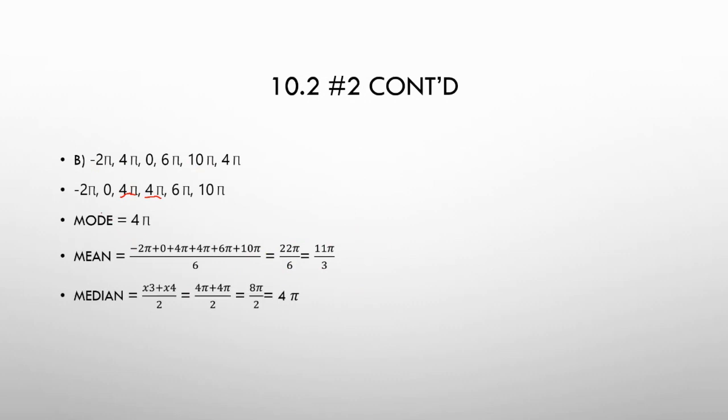Next, I need to find the median, so I'm looking for the middle number or numbers, and there's 2 middle numbers. They're both 4 pi, so when I average those 2 numbers, I just get 4 pi.